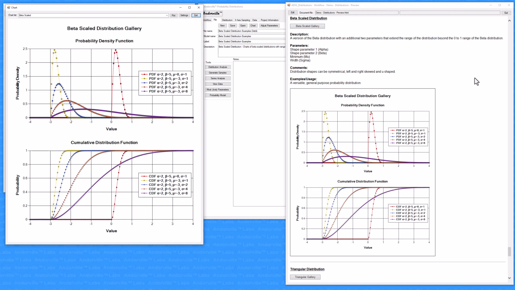The beta scale distribution is a version of the beta distribution with an additional two parameters that extend the range of the distribution beyond the 0 to 1 range of the beta distribution. The parameters are the shape parameter 1, shape parameter 2, the minimum, and the width. Distribution shapes can be symmetrical, left and right skewed, and U-shaped. This is a versatile, general-purpose probability distribution.